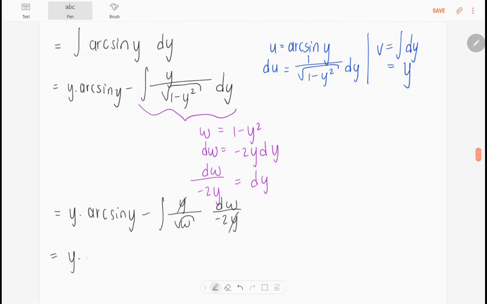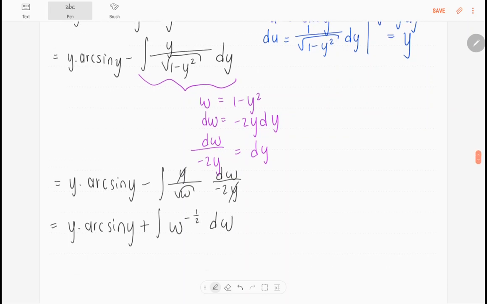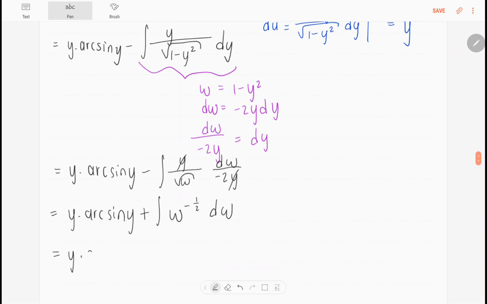So I have y multiplied by arcsin of y minus, and I have a minus and another minus there. So this is going to become plus the integral of w to the minus a half dw. Sorry, just quickly go back to the previous step. I just forgot one thing. We still have a 1 over 2 in here that we had to write in the front. So let's just put that in here. So it's 1 over 2.